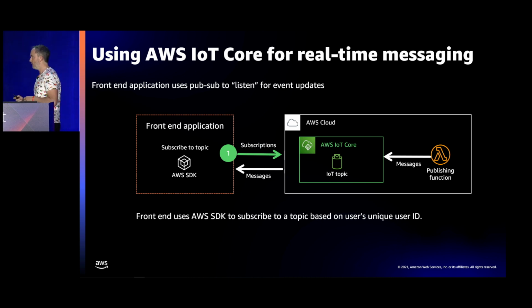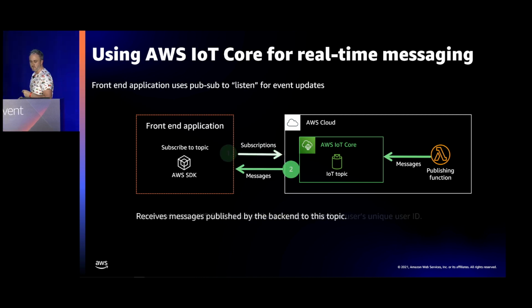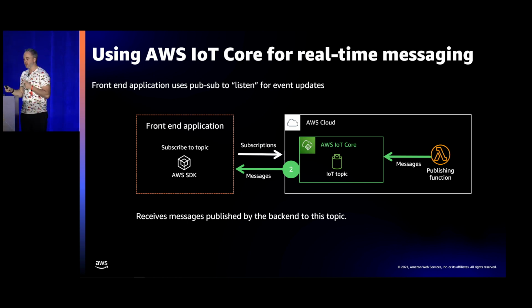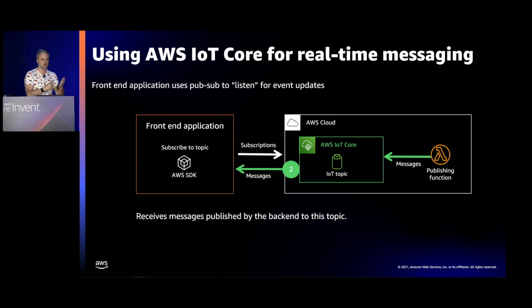Okay, so the first thing that you do when the user logs in, when you log into Serverless Espresso, we grab your user ID and we use that to subscribe you to your own unique topic on IoT Core. Then, whenever there's a relevant message update about your order, your coffee, we publish that message to your specific IoT topic that your front end is subscribed to, and you see that message appear in real time.